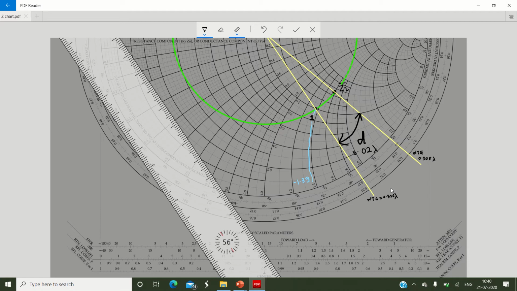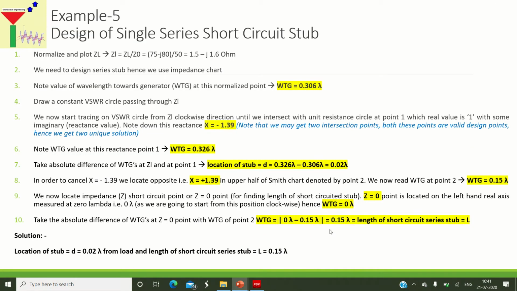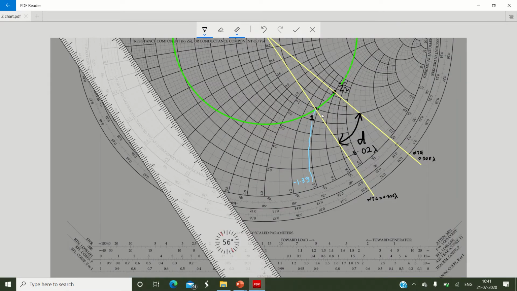The next job is to find out the length of the stub. So let us follow the steps which are given in the PPT. We need to find the imaginary value at point number 1. At point number 1, already here in blue color, we wrote down the imaginary value. We want to cancel this value so that the value at point number 1 will become only 1.